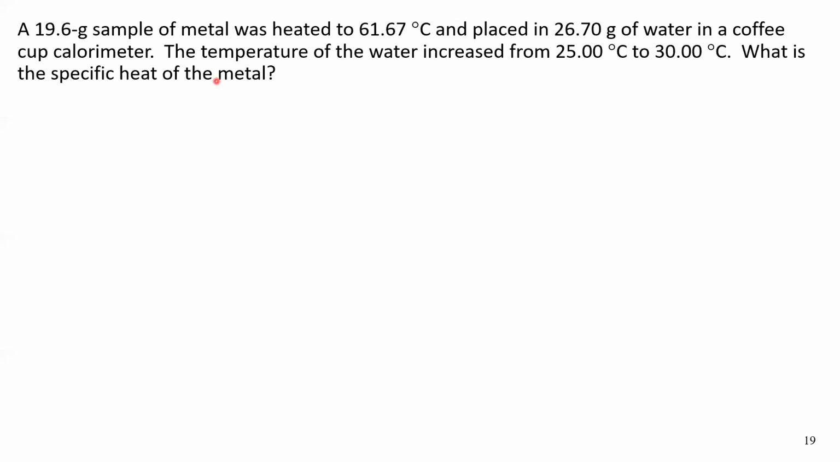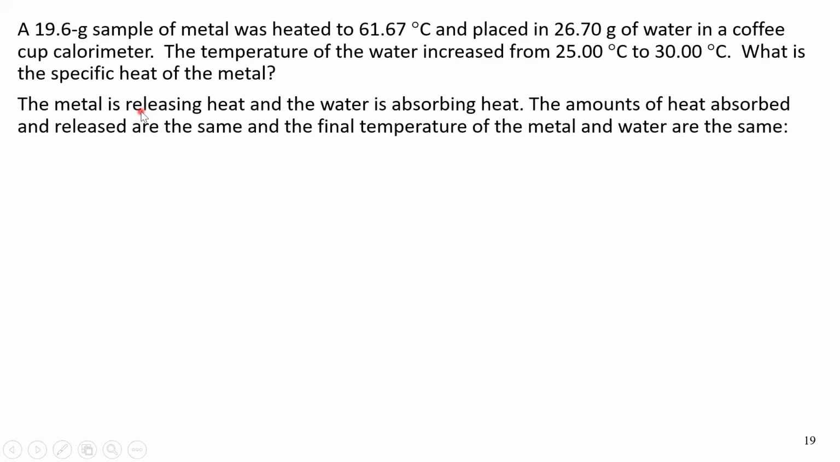All right, now this question is different from the questions we were doing before because now it talks about two different substances. So we're looking at an energy transfer problem. We need to decide what's losing energy and what's gaining energy, and then figure out what variables we have. The metal is going to be losing energy because it's at a higher temperature. The water is going to be gaining energy because it's at a lower temperature. The metal is going to release energy. The water is going to absorb energy or heat. The amount of heat absorbed and released is the same. So Q lost by the metal equals Q gained by the water. And the final temperature of the metal and the water will be the same.